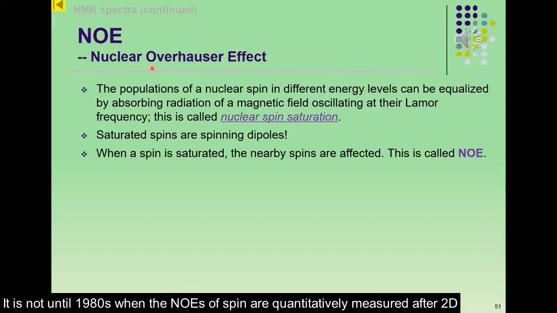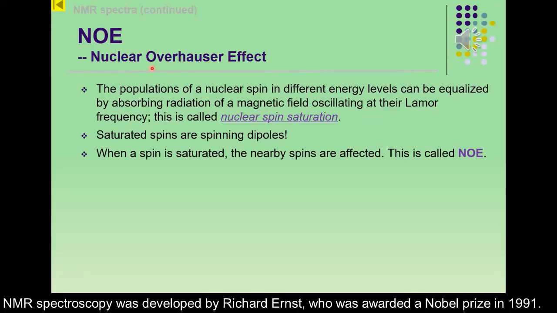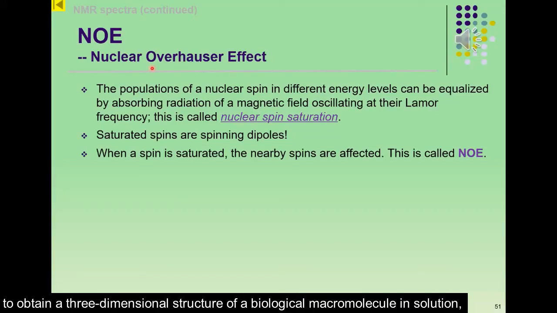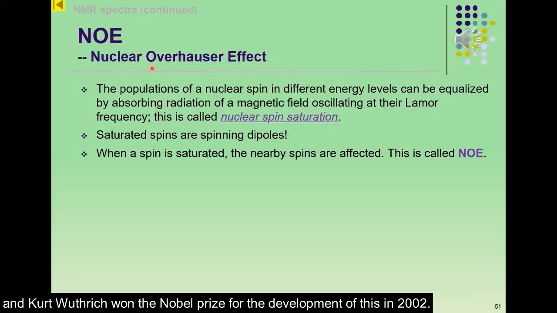It was not until the 1980s that the NOEs of spins were quantitatively measured, after two-dimensional NMR spectroscopy was developed by Richard Ernst, who was awarded a Nobel Prize in 1991. In 1986, the NOEs were successfully used to obtain a three-dimensional structure of a biological macromolecule in solution, and Kurt Wüthrich won the Nobel Prize for the development of this in 2002.